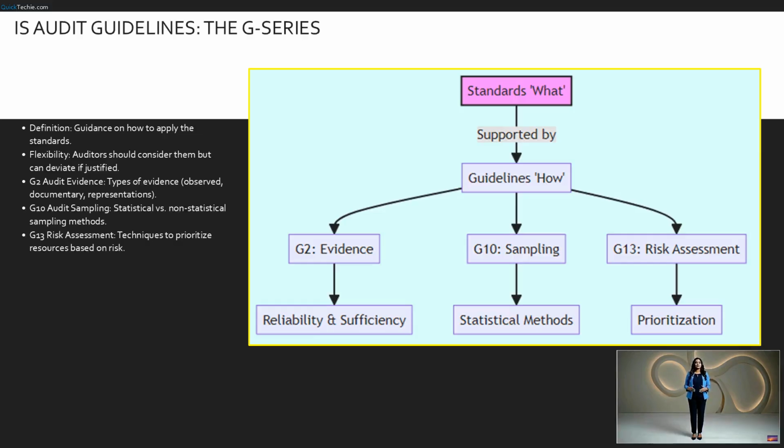In this diagram, notice how standards flow into guidelines. The what is supported by the how. G2 guides us on evidence reliability. G10 guides us on sampling methods. G13 guides us on risk assessment prioritization. This structure helps you make practical decisions during the audit execution.